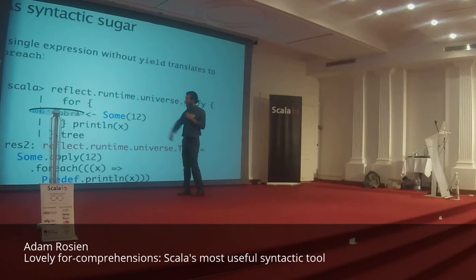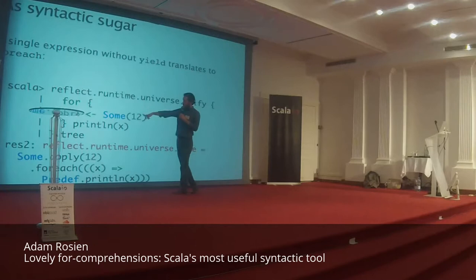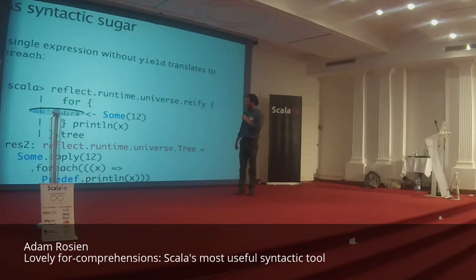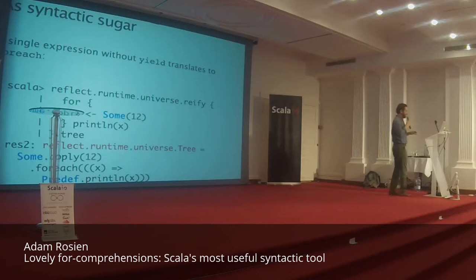Check the side screens if you can't read this, but basically, I'm just invoking the compiler here and printing out what the AST is. So you can see that a for with no yield turns into a foreach. So you can imagine you have that sum. We create an option that's a sum, and we call the foreach method on it, and then we print it out. So those are completely equivalent. That makes sense. There's no tricks involved in using this thing.